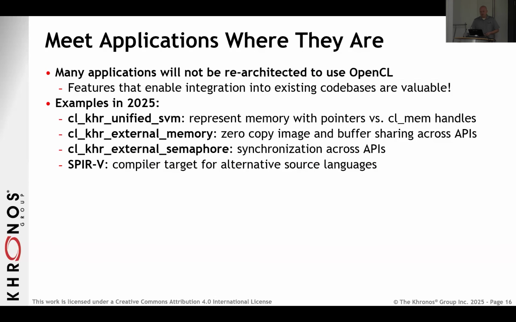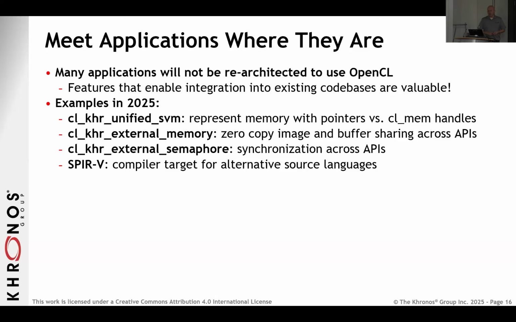Frankly, I've also observed that the OpenCL working group has become a bit more humble. We have observed that many applications may want to support OpenCL, but they also are not going to rewrite or re-architect themselves to support OpenCL. And this means that we need to meet applications where they are, and we have been actively developing features that help to integrate OpenCL support into more code bases.